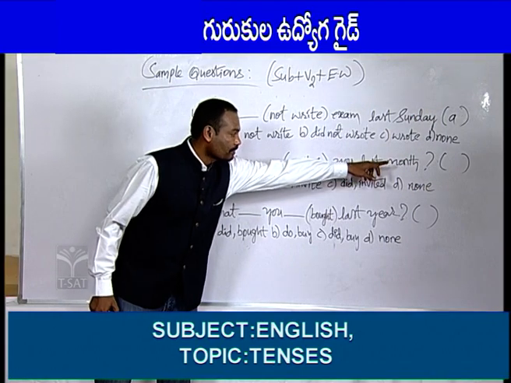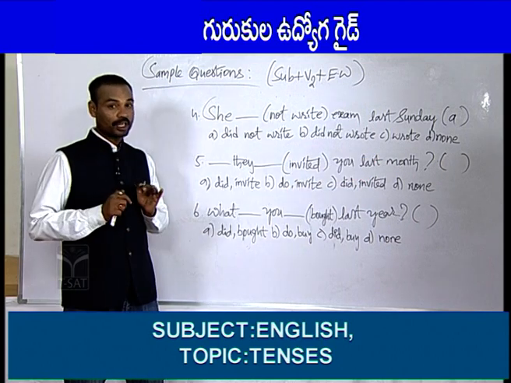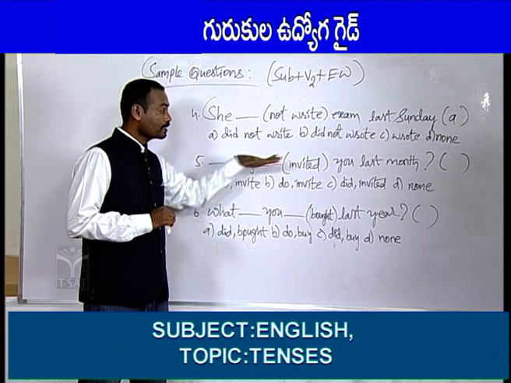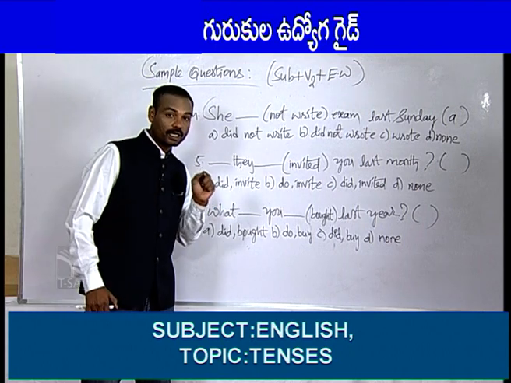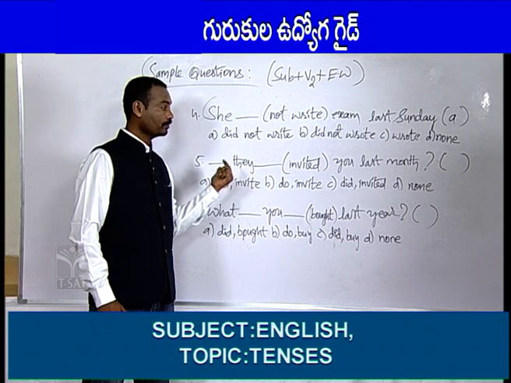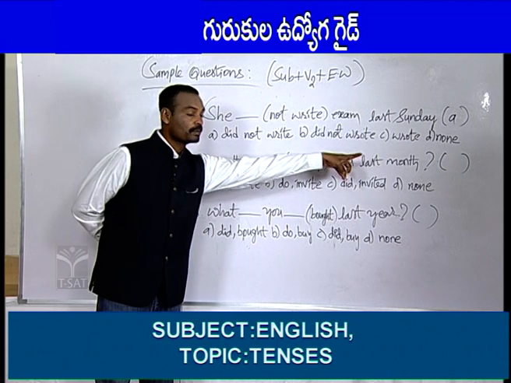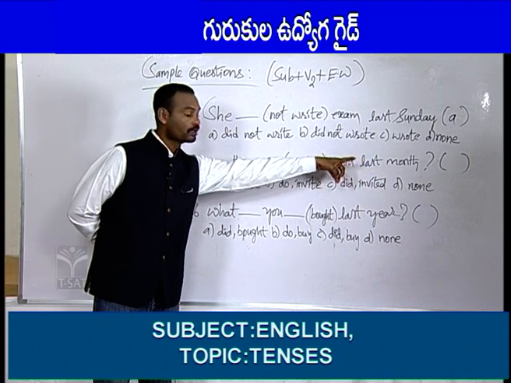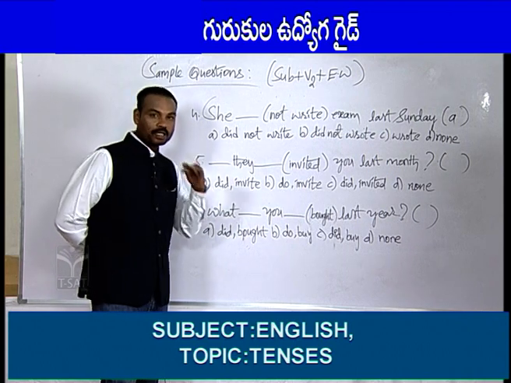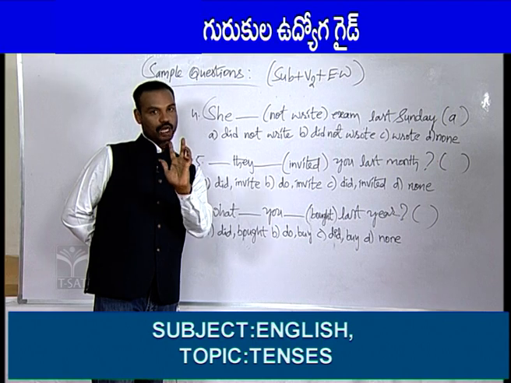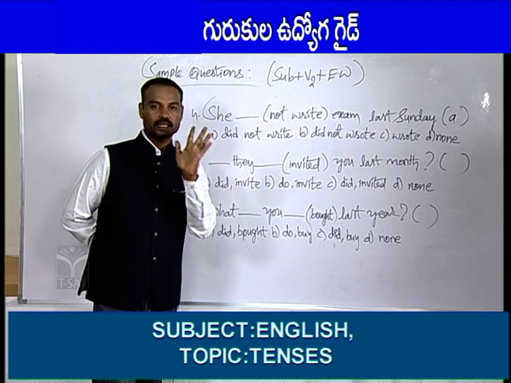Next, let us see another question. Here there is a question mark. The sentence is going to end with the question mark. Sometimes in tenses, questions are given like this also. So, it is called an interrogative sentence. How can you find out whether it is a positive or negative or interrogative sentence? See, question mark is there. So in simple past, interrogative sentences start with did. In simple past, there is only one helping verb, that is did.